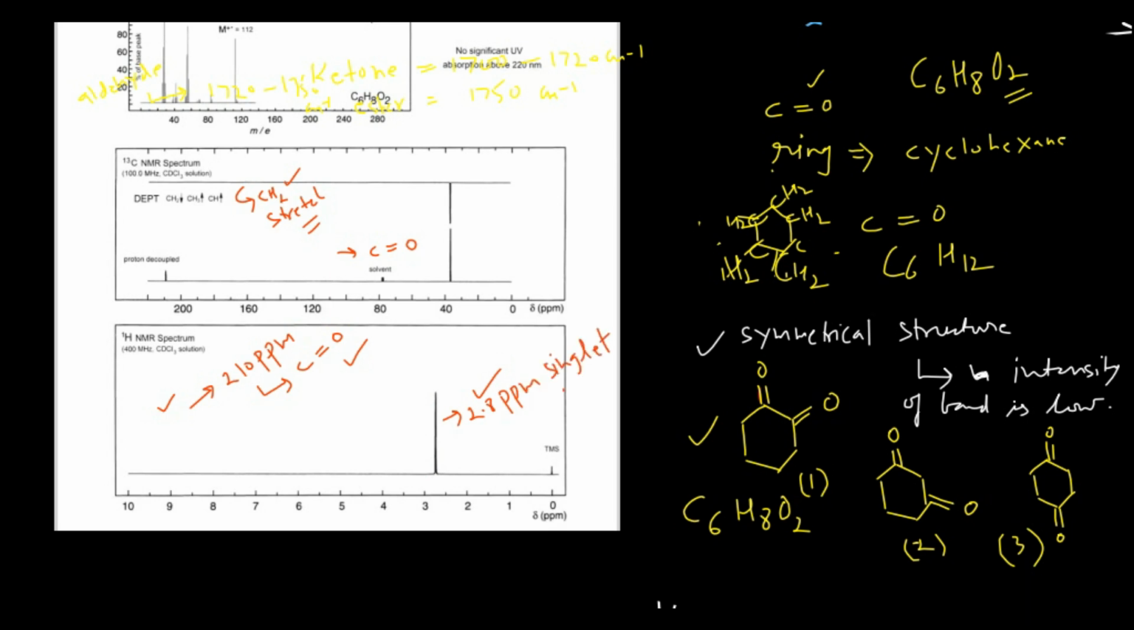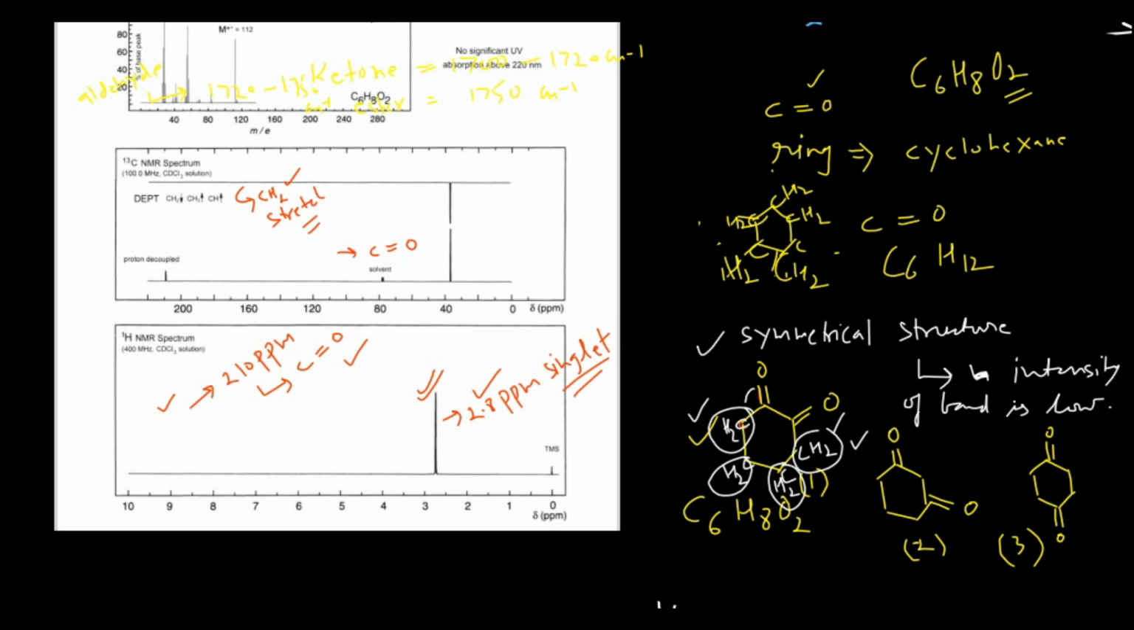That means no splitting is taking place, only one singlet is there. That means no coupling is taking place in that case. If you consider this particular structure, then you have this CH2, this CH2, this CH2 and this CH2. So these two are near to the carbonyl group. Definitely their chemical shift would be different compared to these two.